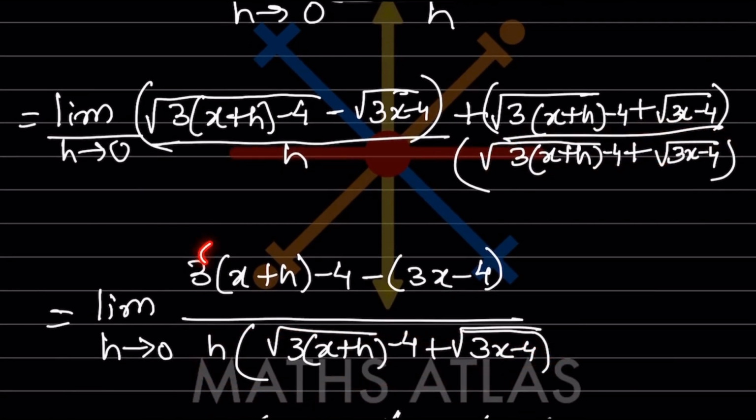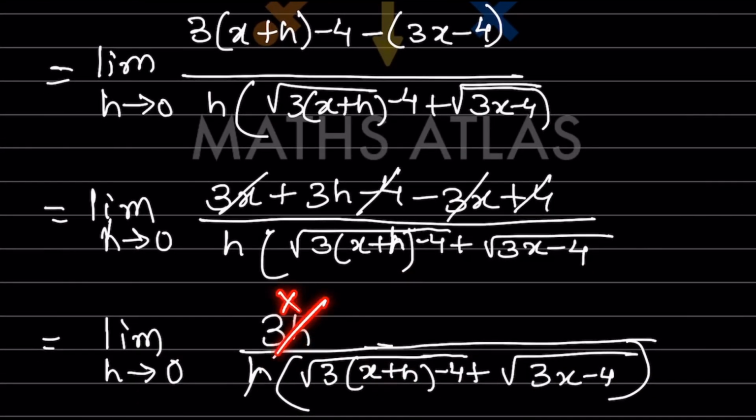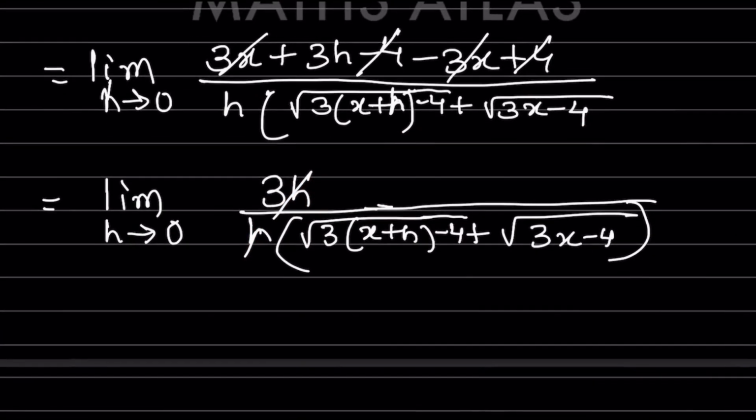So now what will you do? You are going to expand the brackets. So now this sign, you have to change it. So it is going to be 3x plus 3h minus 4. Here it will be minus 3x plus 4. So now plus 3x and minus 3x can cancel. This and this get cancelled. What remains is 3h divided by h and this whole part. So now this is multiplication, so this h and this h will get cancelled. So what remains in here?